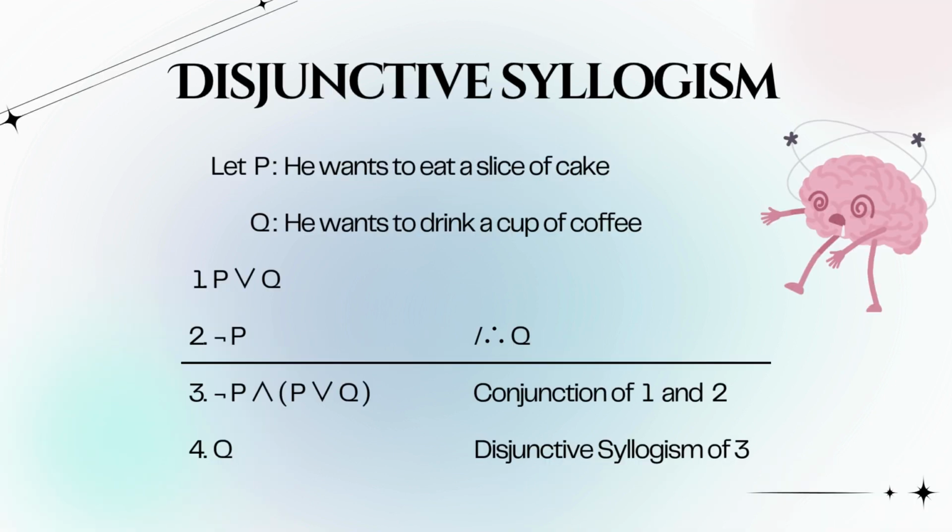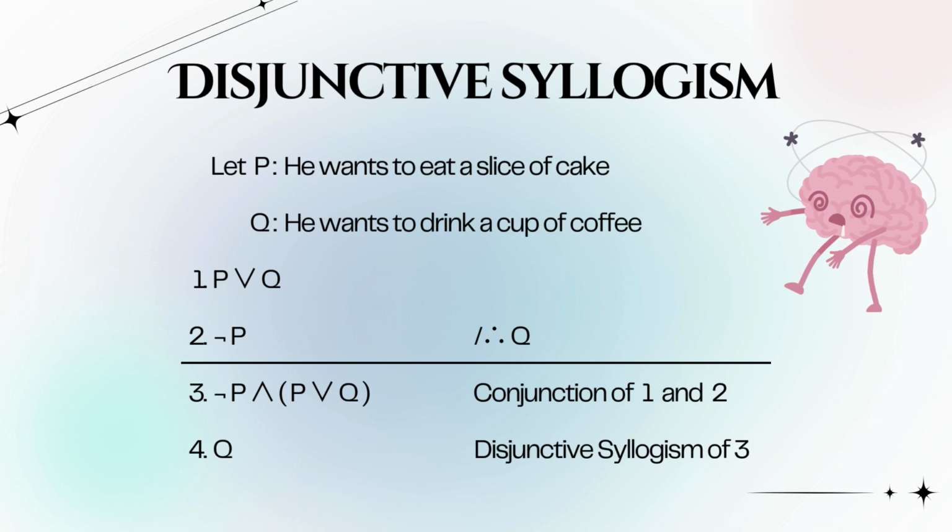P: he wants to eat a slice of cake. Q: he wants to drink a cup of coffee. First, P or Q, which is he wants cake or coffee. Second, not P, he doesn't want cake. Third, not P and P or Q, which is the conjunction of 1 and 2. Fourth, Q, so he wants coffee.